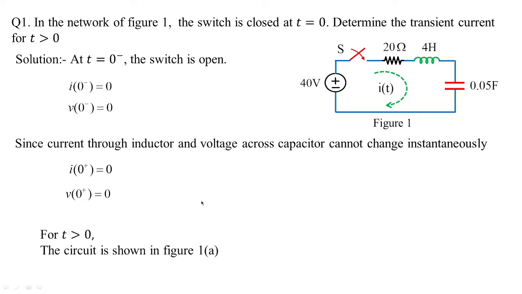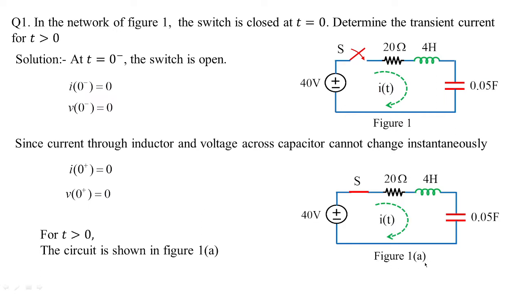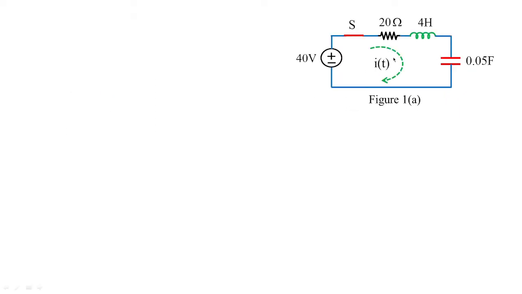When the switch is closed, the figure is shown in 1a. Now the current will flow and that current will be treated as transient current. Now once the current flows into the circuit, what is the equation of current and how to obtain the solution for current is our main interest. For this, we'll look into the circuit and employ KVL to this closed circuit. I have minus 40 plus 20I plus 4 di by dt plus 1 by C, that is 1 by 0.05, integral i dt equal to 0.